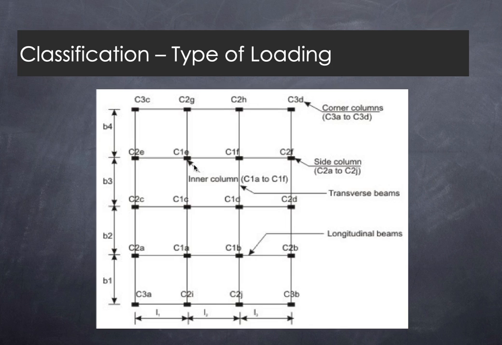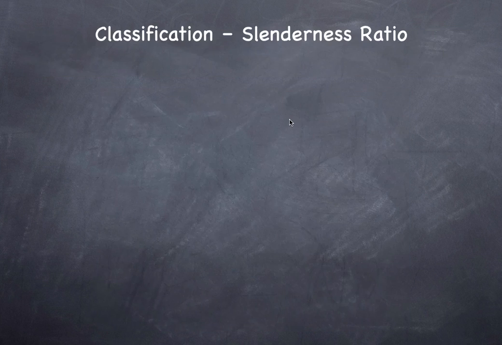So in this way, clear cut, we define corner columns as biaxially loaded columns, side columns as uniaxially loaded columns, and inner columns as axially loaded columns. Of course, when we design this, we are going to check all these with the minimum eccentricity criteria. What is this minimum eccentricity criteria? You will come to know that when we go further. So this is the classification of columns based on type of loading.